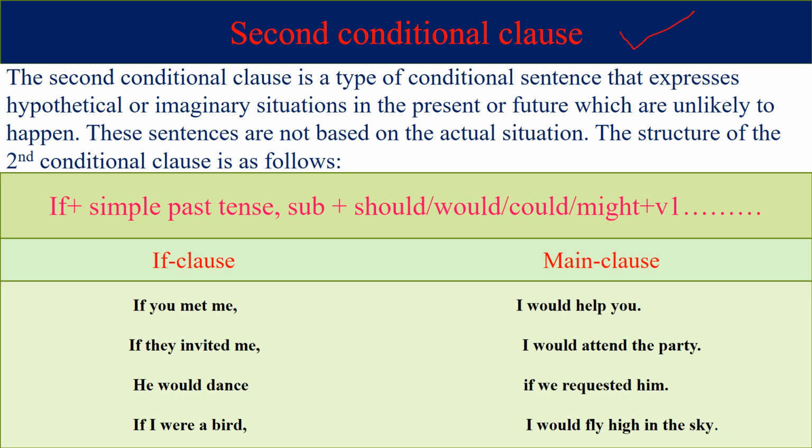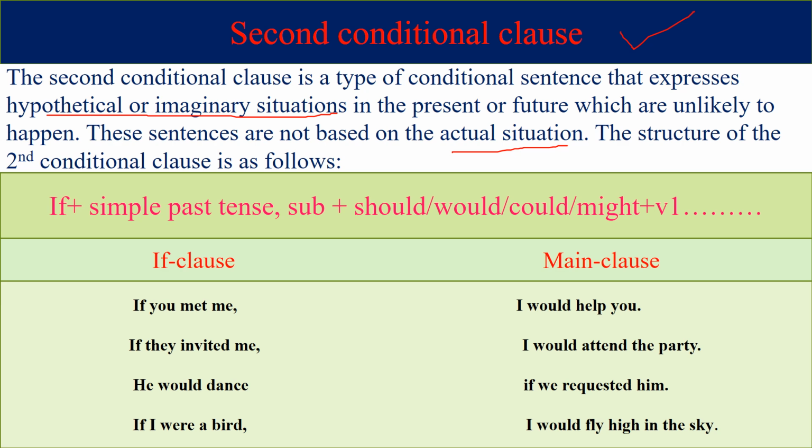Second conditional clause. The second conditional clause is a type of conditional sentence that expresses hypothetical or imaginary situations in the present or future which are unlikely to happen. These sentences are not based on the actual situation. So the second conditional clause always talks about imaginary situations which will never happen in future.